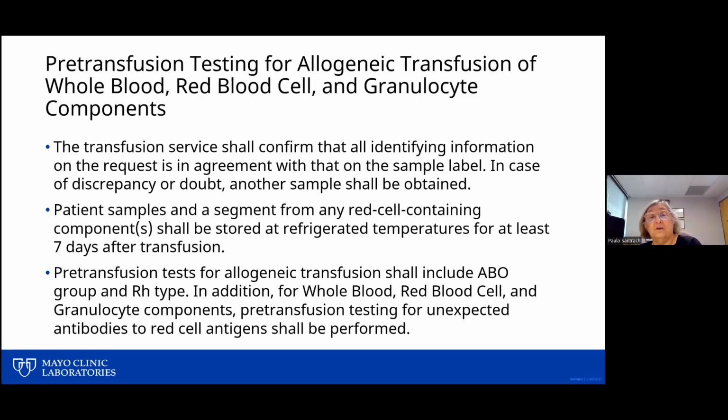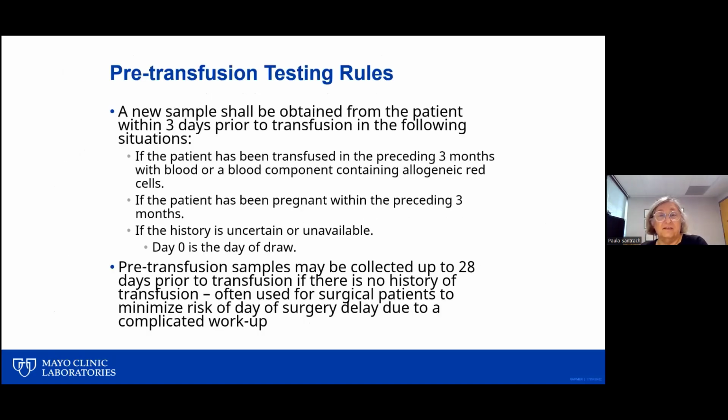So again, what are the other requirements? The transfusion service shall confirm all identifying information in the request is in agreement with the sample label, and if there's any doubt, get a new sample. Patient samples and segments from any component that has been administered are kept for at least 7 days after transfusion. Pre-transfusion tests for allogeneic transfusion shall include ABO group, Rh type, and testing for unexpected antibodies to red cell antigens for those components that have red blood cells in them. So those are the requirements for pre-transfusion testing. And you have to get a new sample within 3 days prior to transfusion.